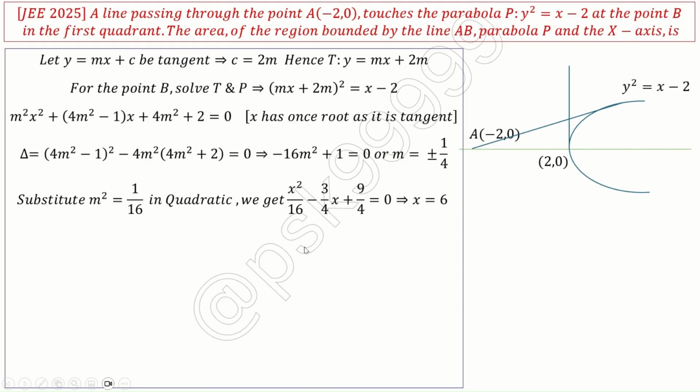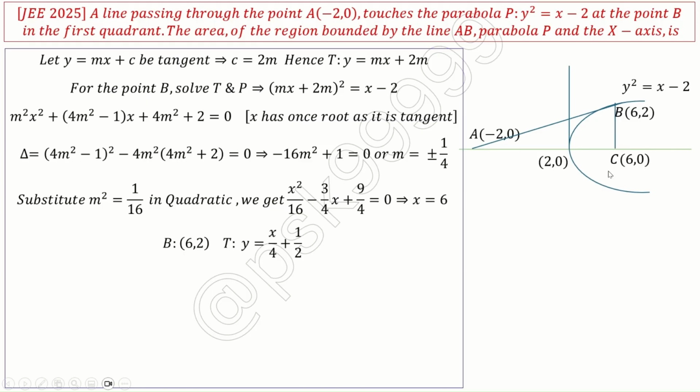Okay. So substitute m squared equal to 1 by 16 in the quadratic. Then we get x squared by 16 minus 3 by 4 x plus 9 by 4, which is equal to 0. That means x is equal to 6. That's the x coordinate. That means B is nothing but (6, 2). So you have a point B now, which is (6, 2), and C is (6, 0). When I drop a perpendicular from here, you will get (6, 0).